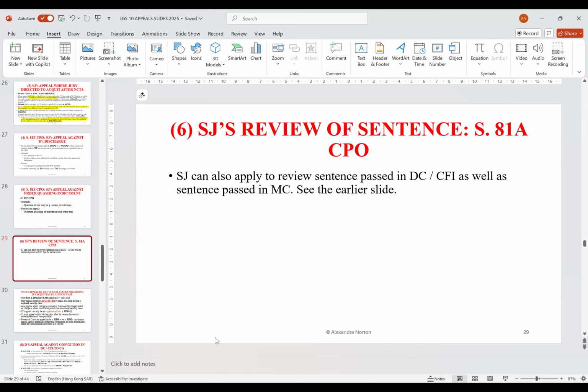Okay, so is that clear now that I've gone back over the provisions in the district court to appeal against the acquittal? Anyone still confused? I think it's fairly straightforward once you have read the sections. Okay.